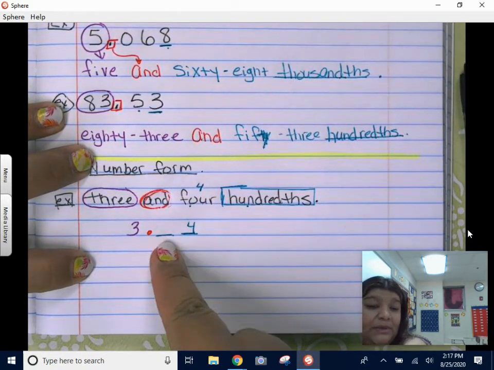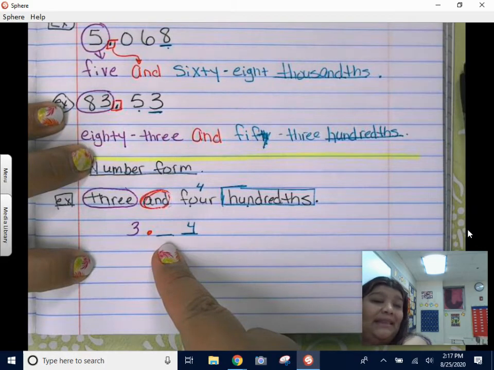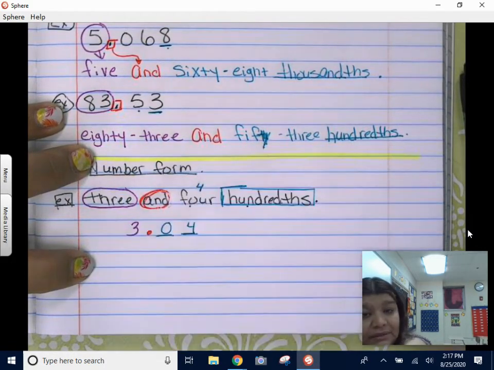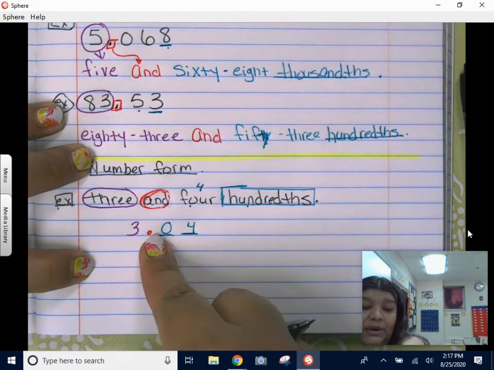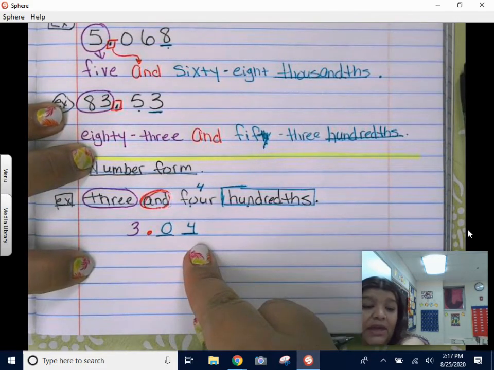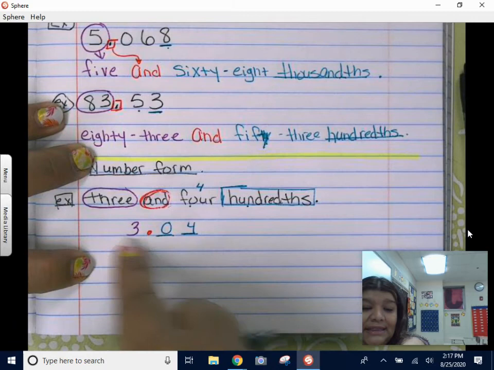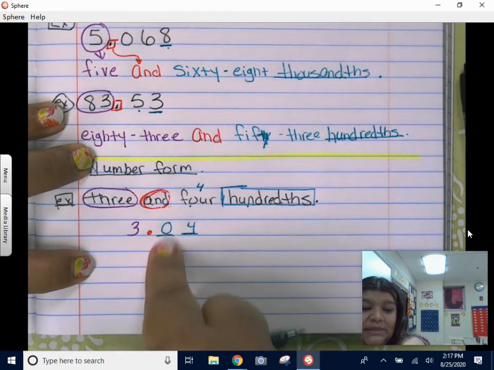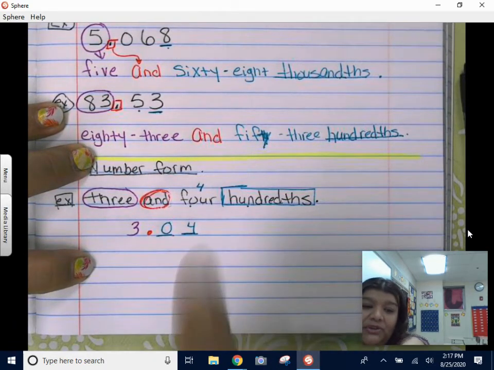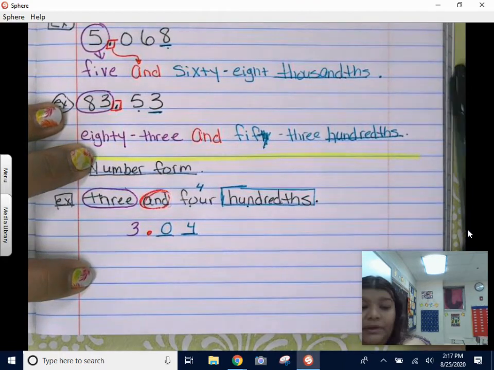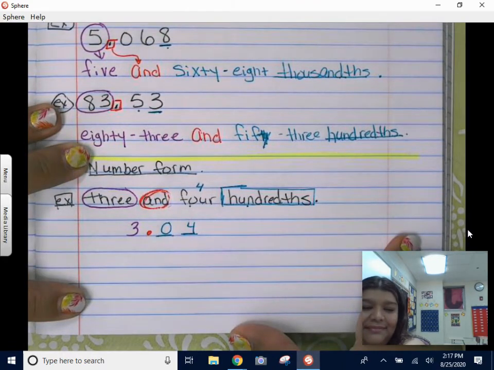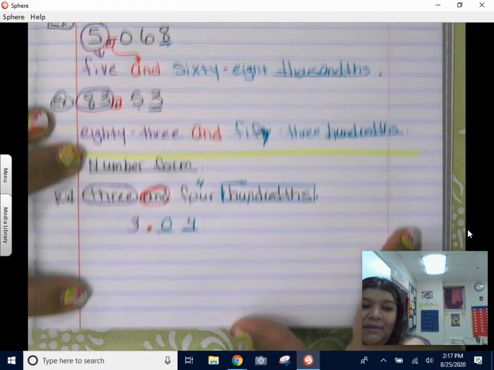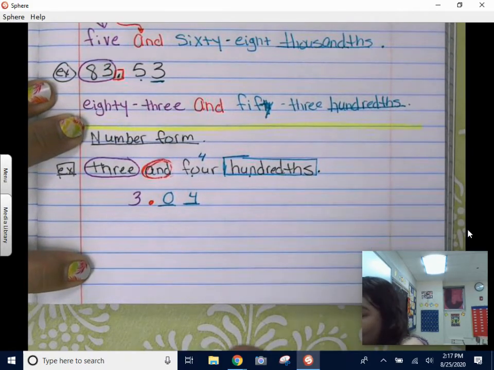Now, I do have an empty place value. There's nothing there in the tenths. What do we put in that represents nothing? We put a 0. 0 represents nothing. Okay, we don't have any. We don't have any tenths. We have 4 hundredths. So 3 and 4 hundredths looks like this. 3.04. We end in the hundredths spot. Okay. If I'm going too fast, just press pause. Okay.